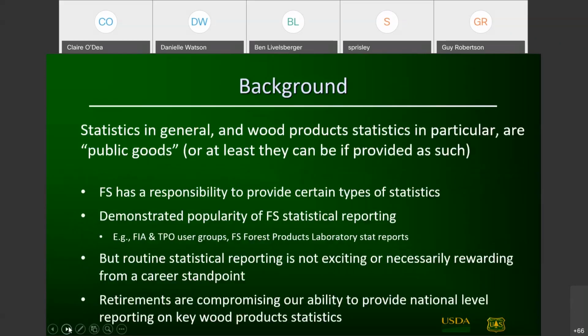Slide 3, please. And let me know when it's changed, because I've got a lag here.